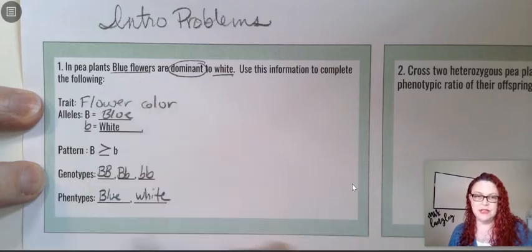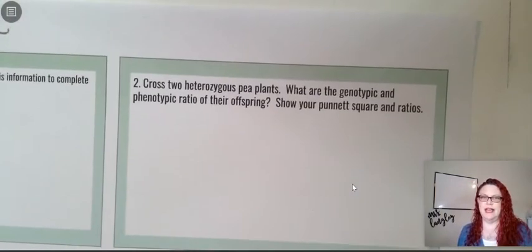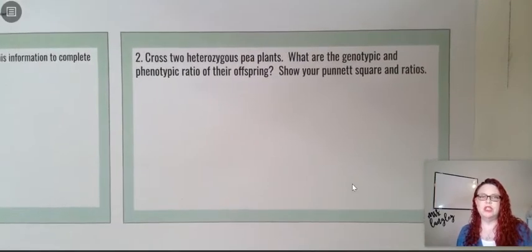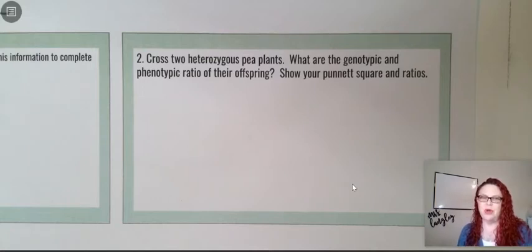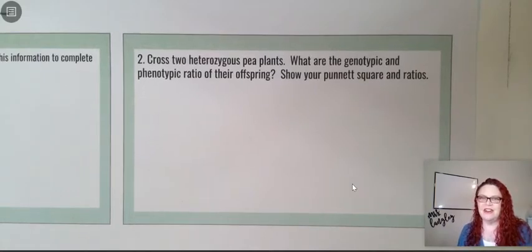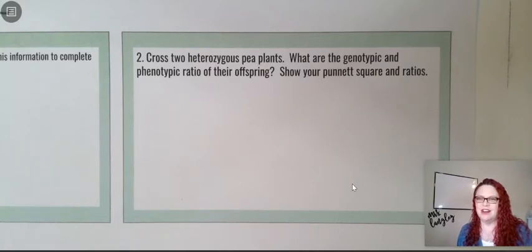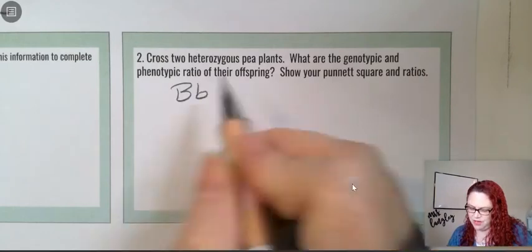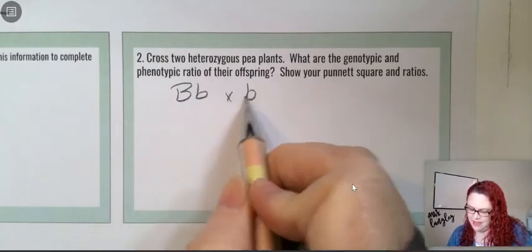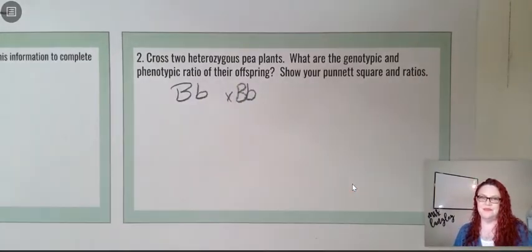Now that we have all the basic information for our problems, let's move on to the first question. Cross two heterozygous pea plants. What are the genotypic and phenotypic ratios of their offspring? So two heterozygous pea plants. Hetero is different. That means we have two different alleles, a capital and a lowercase, and we're going to cross that with a capital and a lowercase. Show our Punnett square and our ratios.